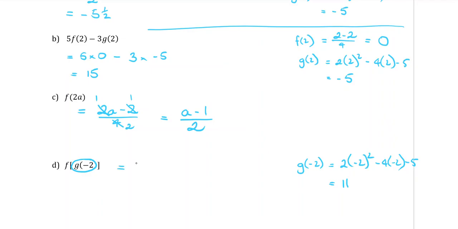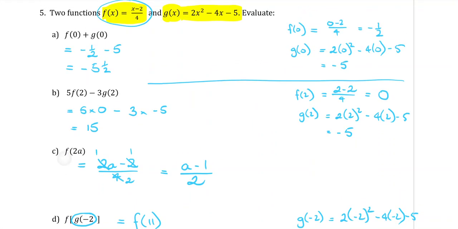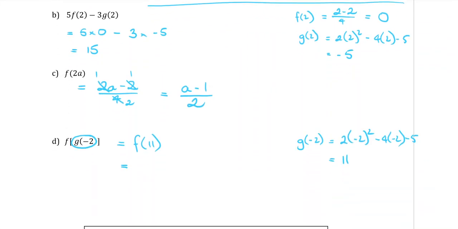So that means this is now f of 11. So now I want to sub the 11 into the f of x function. So that's going to be 11 minus 2 over 4. 11 minus 2 is 9. So 9 over 4, or 2 1/4.